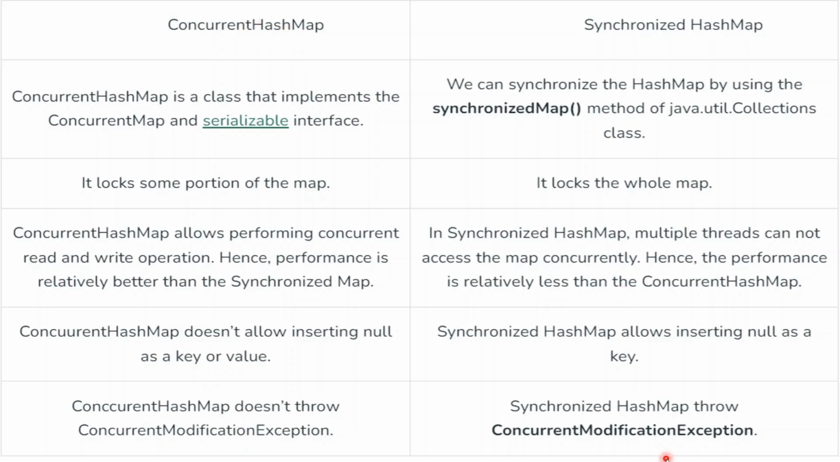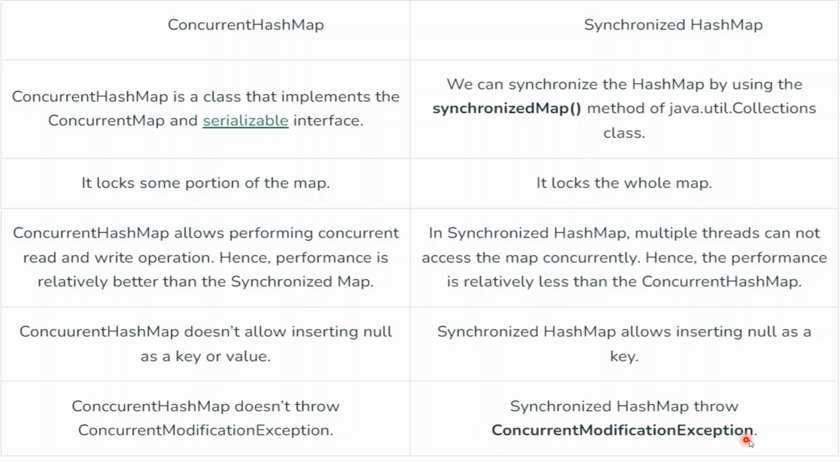But synchronized HashMap throws ConcurrentModificationException, because there is no option to handle this exception with the help of synchronized HashMap. So it will throw ConcurrentModificationException. So these are the differences between ConcurrentHashMap and synchronized HashMap. So I think you understood everything.